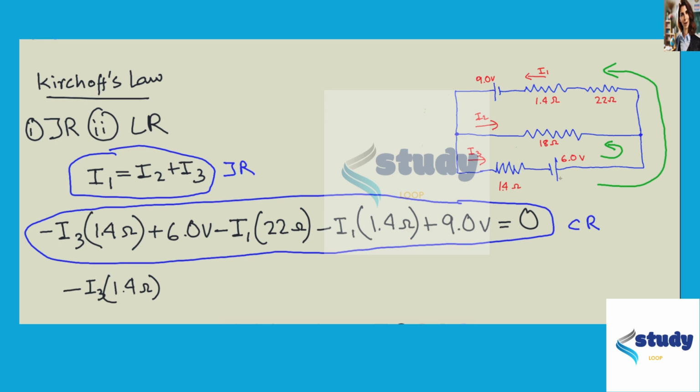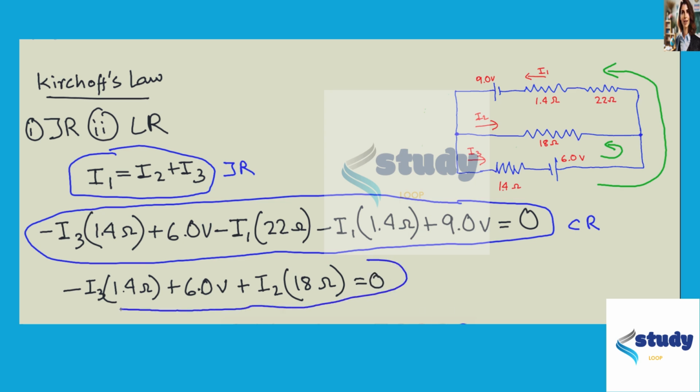Then we'll have the battery, which is 6.0 volts. Then we'll have this one. Here, our direction and the direction of the current are opposite, so it's going to be positive I2 times 18 ohms. And that's it. So that should give us 0. Now we can see that we have three equations and three unknowns.